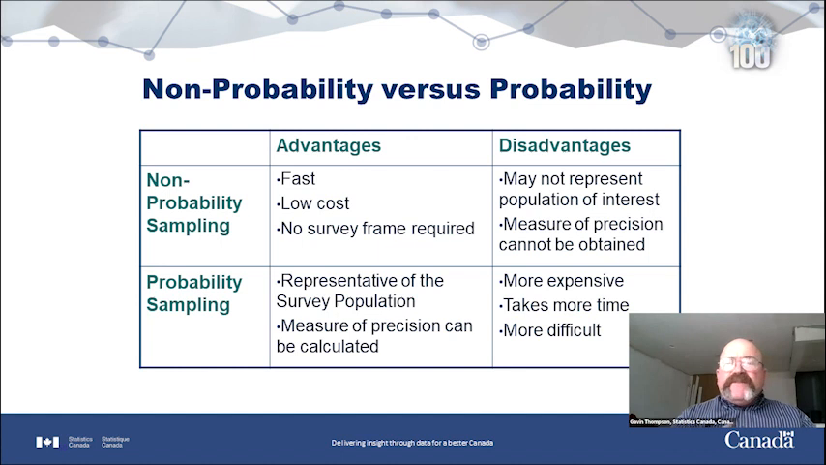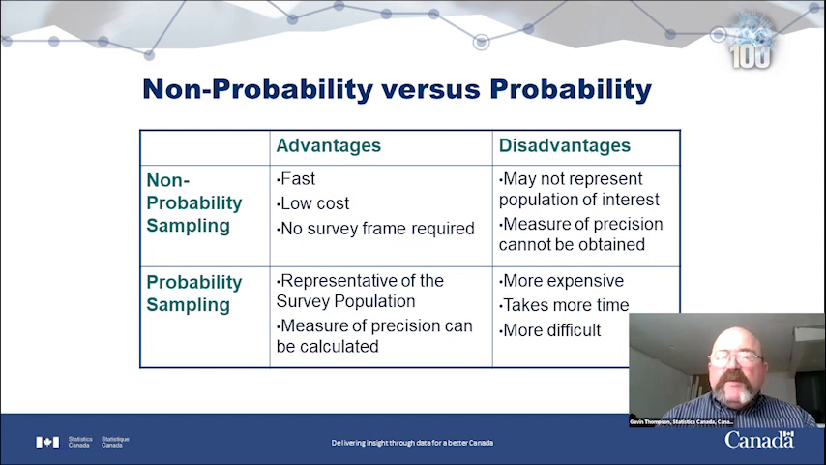Non-probability sampling, it's fast, it's low cost, you can bang it out. I often say to my students, everyone in Statistics Canada has a job because we use probability sampling. It's so much more effort to do probability sampling than it is just to send people out with clipboards to ask whoever they want. So it's much more expensive.